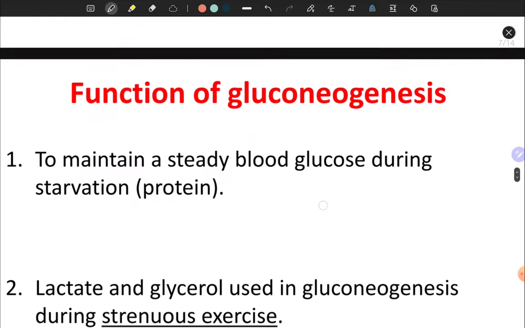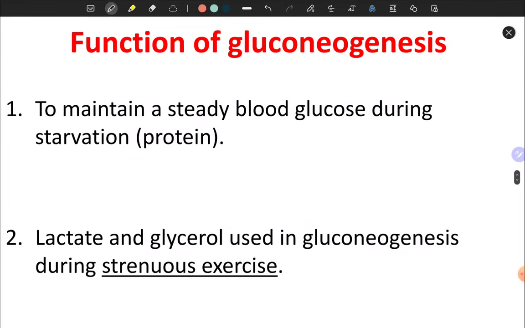So what's the function? It's obvious: maintain steady blood glucose during starvation. That comes from protein or other sources like fat, or lactate and glycerol, using gluconeogenesis during strenuous exercise. What I mean is that lactate and glycerol are used because we have to use glucose for heavy exercise.